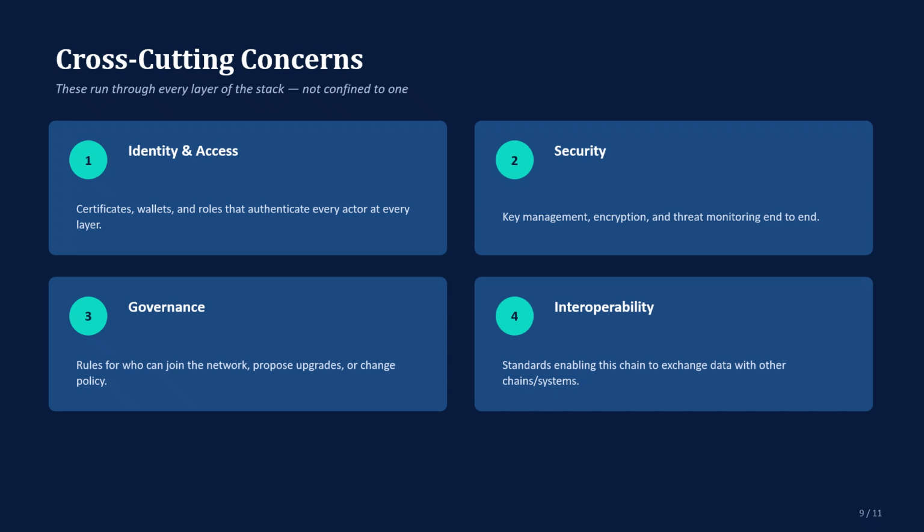Now we are going to look at cross-cutting concerns. Four concerns don't sit in any one layer, they cut across all five. Identity and access, used to authenticate every actor everywhere. Then security: key management, encryption, and threat monitoring end to end. Governance, which decides who can join the network or propose a change. Then interoperability, which lets this chain talk to other chains and systems. Keep all these things in mind as you design any layer.